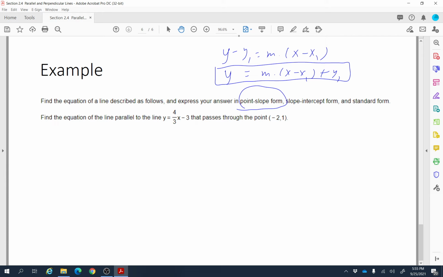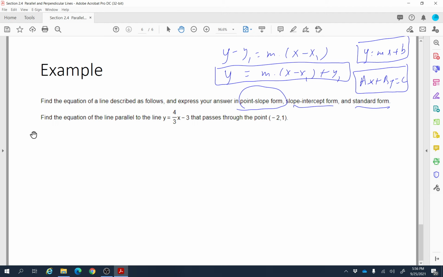So we want to write the equation in slope intercept form and standard form. There are three different forms you have to write. Slope intercept form means y equals mx plus b, and standard form means ax plus by equals c. If you have one form, you can always go from one form to another. That's very easy. So I'm just going to find the answer in one form, and then I will let you do the rest of these two forms.